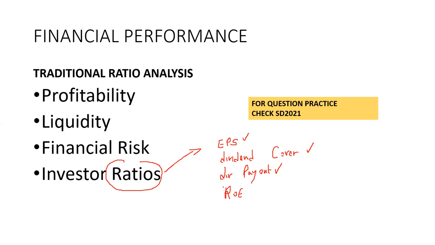Profit after tax divided by the shareholders' funds. Your profit after tax that you have made, divided by the shareholders' funds. That's your return on equity. Okay, so these are some of the traditional ratios there. Now, let me check your knowledge here.